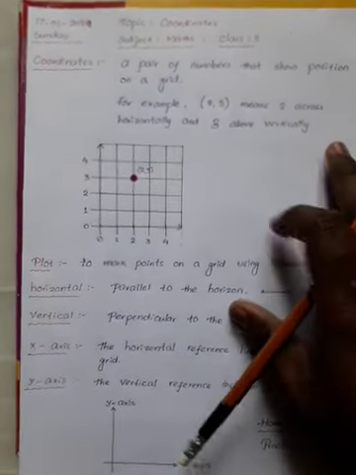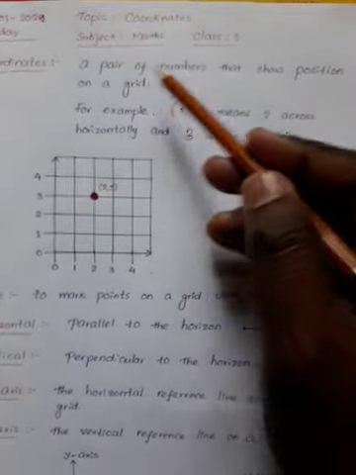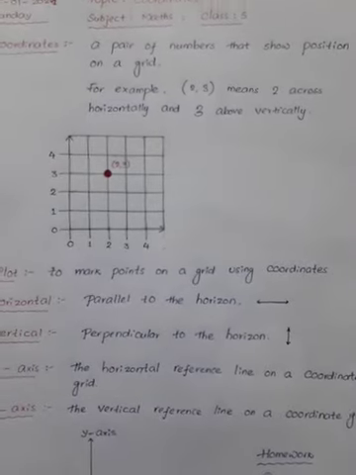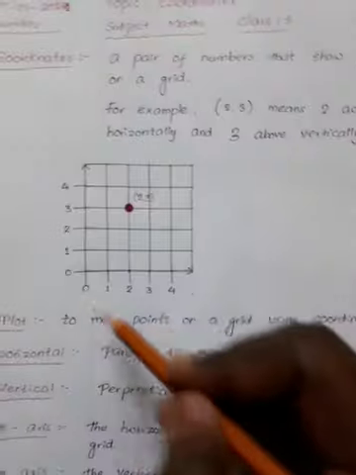Today, we are going to learn about the basic concept of coordinates. So, what is a coordinate? A pair of numbers that show position on a grid. Grid means like this, like a graph. When you go to the bigger classes, you are going to learn about the graph. So, this is the graph grid.